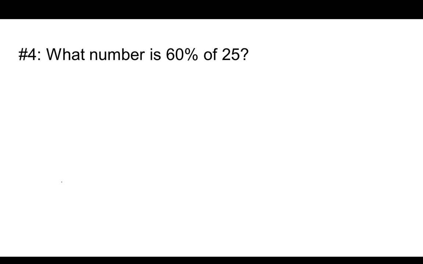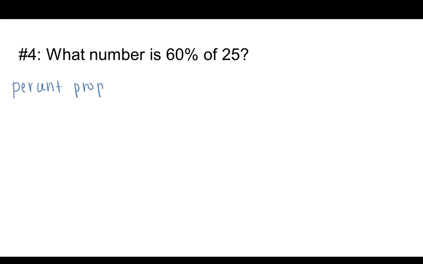Okay, number 4. What number is 60% of 25? So I'll show you it. Well, first, you can solve it either using percent proportion or percent equation. So pick your answer. Okay, so I'm going to show you how to do it both ways.